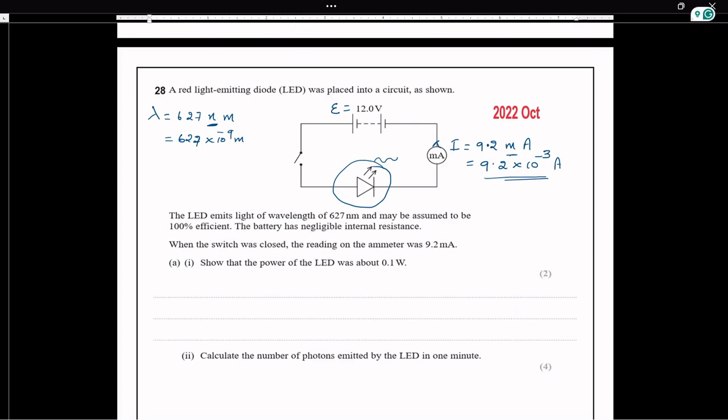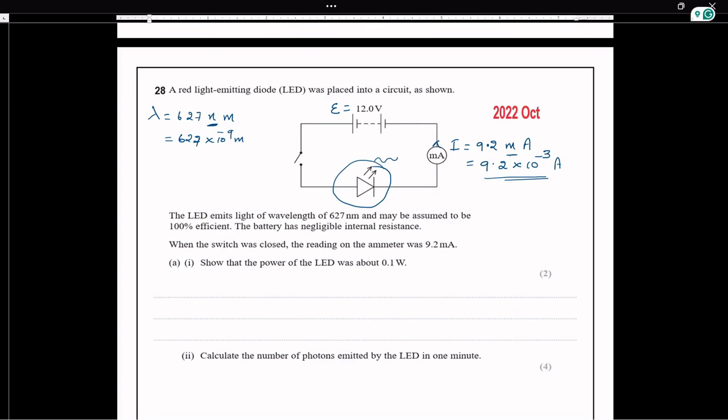Now these are the information given. The question is, show that the power of the LED was about 0.1 watts. Here we have seen that the current passing through the LED is 9.2 times 10 to the power of -3, and the voltage, there is only one component connected, so whatever battery voltage will appear across this LED. So the LED voltage is also 12.